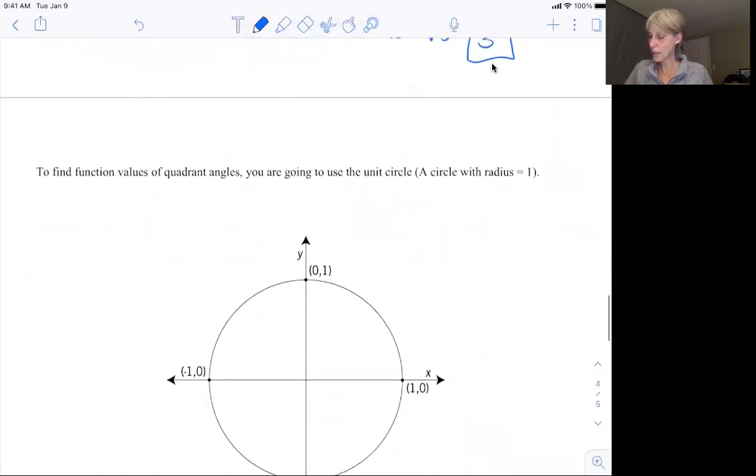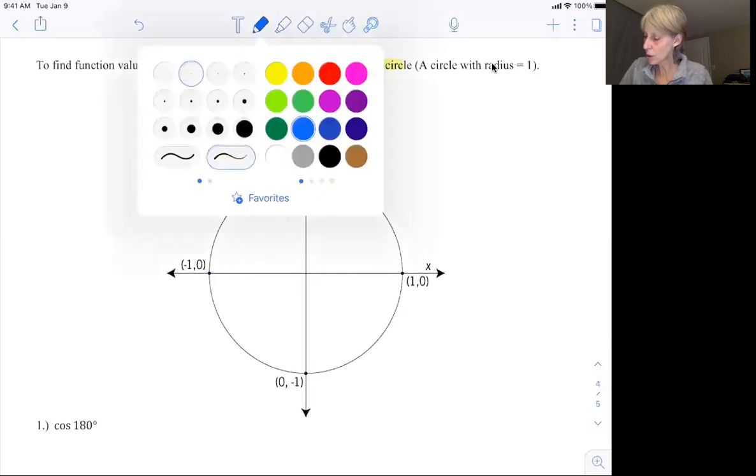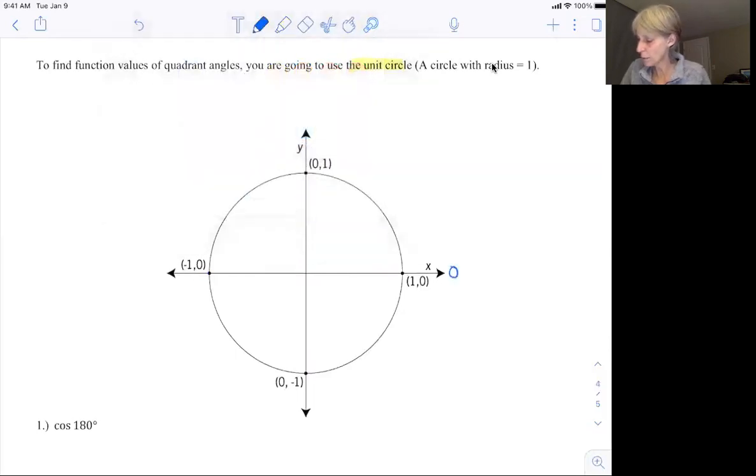And in our last little section of what we want to do today, again, remember it's reviewing. This is all topics you've learned before. When we find function values of what we call quadrant angles, we're going to refer back to something called the unit circle. Our unit circle is a circle with radius 1 unit. And the whole premise of using the unit circle to find our function values is this. If we go out 1 unit from the origin, we know clearly we have these points. We also know this is our 0.